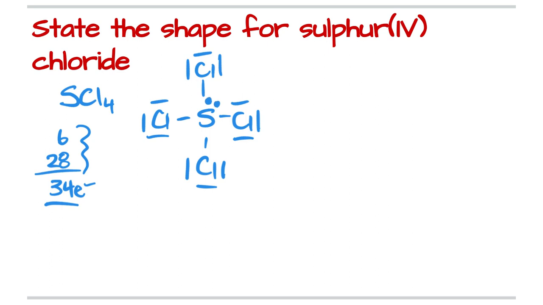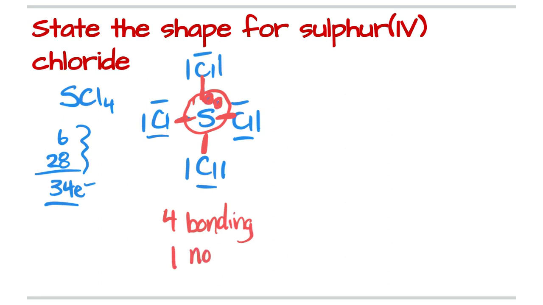So now we need to look at our sulfur, because sulfur is our central atom, and look at how many bonds and how many non-bonding pairs. There are 1, 2, 3, 4 bonding pairs, and there's 1 non-bonding pair of electrons. We can look at that and say there are 5 things attached. So 5 is based off of a trigonal bipyramidal shape, with 1 less meaning that this will be our seesaw shape.